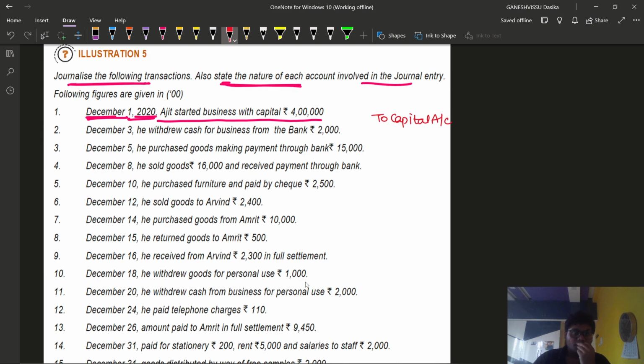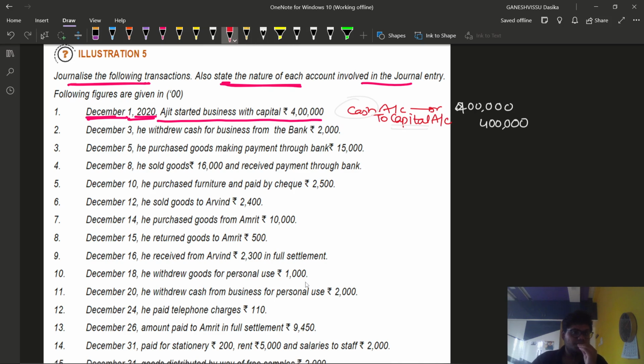And to the business, cash is coming in, right? Cash is a real account. So what is the real account rule? Debit what comes in and credit what goes out. Cash is coming in, so we are going to debit the cash account. So cash account debit. What would be the amount here? The amount is 4 lakh rupees. What are the accounts involved here? Nature of accounts: cash account is a real account, and capital account is a personal account.